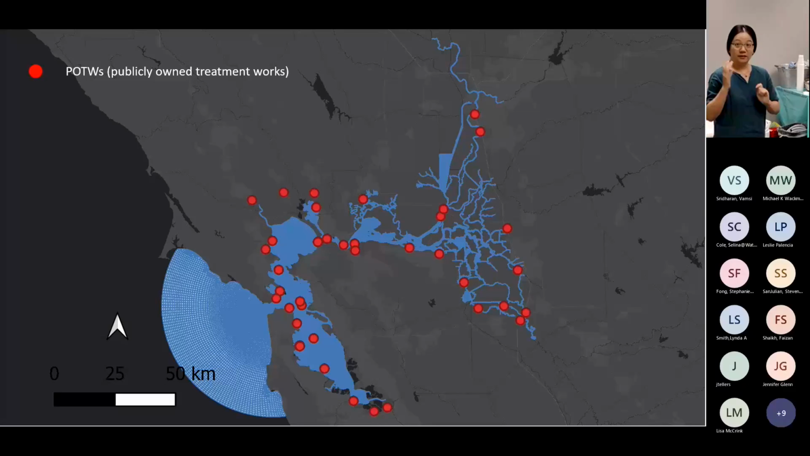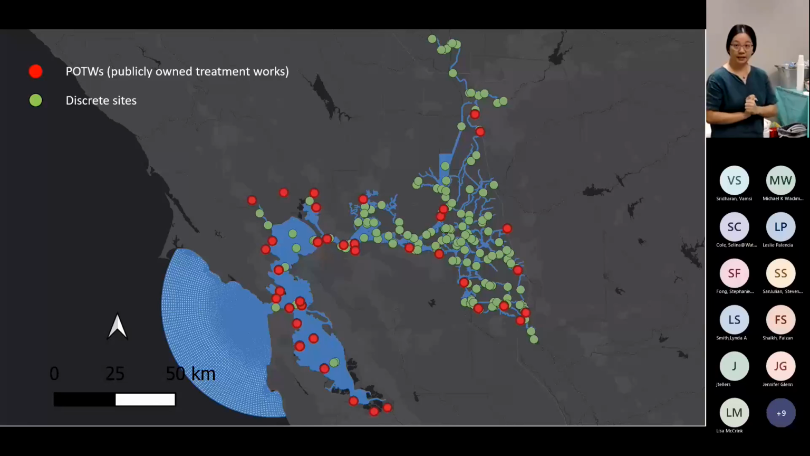And so next is the discrete sites, discrete sampling data. This data set is really important. Mainly we're using that to provide boundary conditions and to validate and calibrate our model. The data sets come from EMP and IEP, so 2 different sources. And we're using mainly the nutrients, chlorophyll, and DO data.